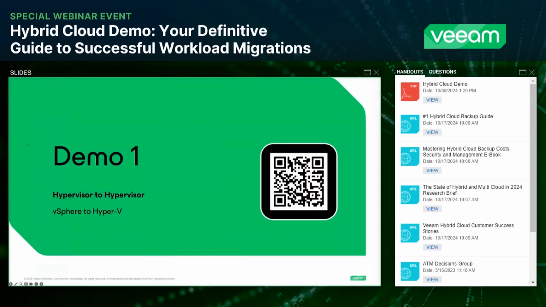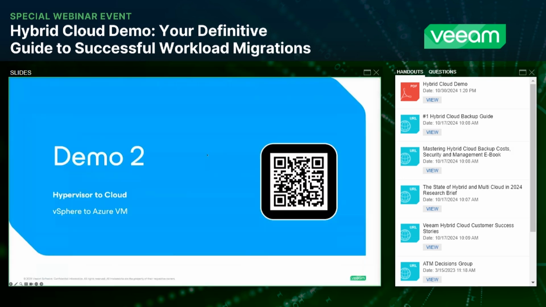So that's one example. Now, if we go back to that data, you guys should remember one of the other big ones, in fact, the biggest one, I think it was 46% of you guys were saying, I want to migrate from likely a VM on premises to the public cloud. So now I'm going to walk you through a demo of how easy it is to do that. This one's going to be vSphere to Azure VM.